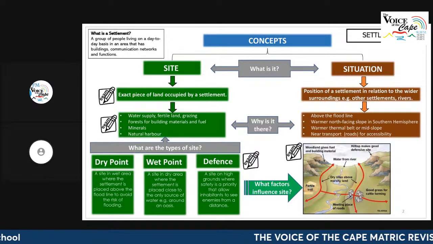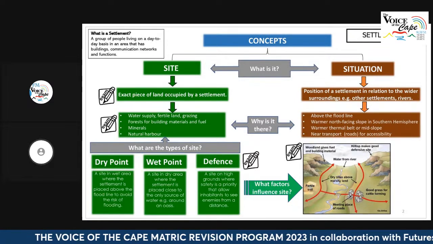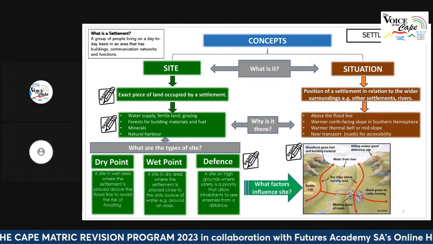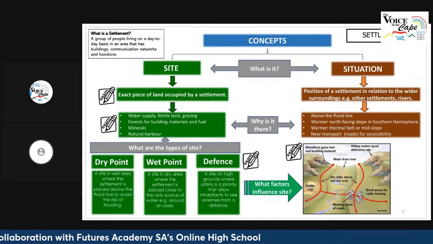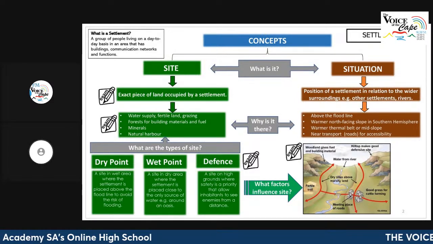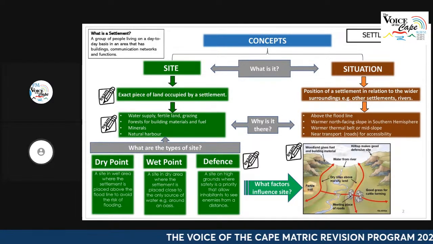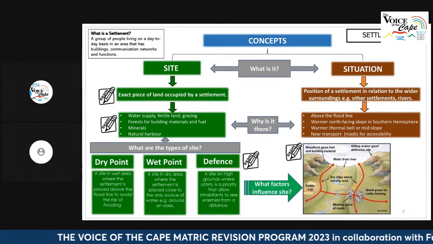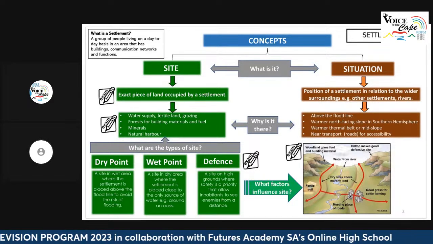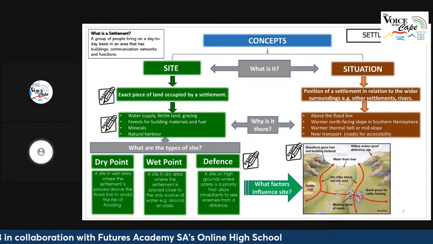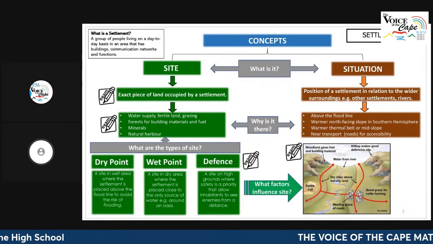So to start off with, we need to understand two very important words or concepts when we talk about settlement geography, and that is site and situation. The word site is the exact piece of land that is occupied by a certain settlement. Why is it placed there? It's because probably there is water, there is a natural harbor, for instance, or there is a forest in that region that would supply building material, or there are minerals in that particular place as well.